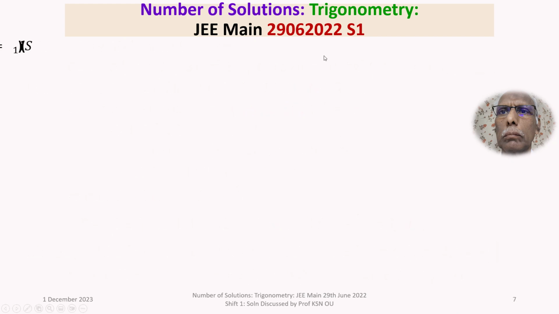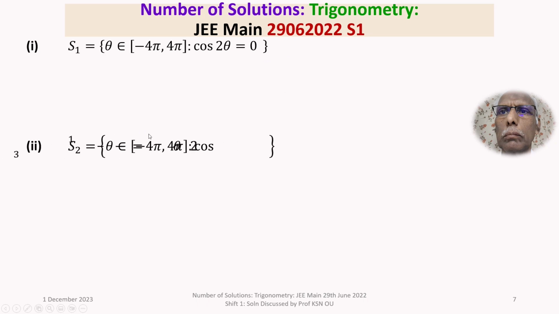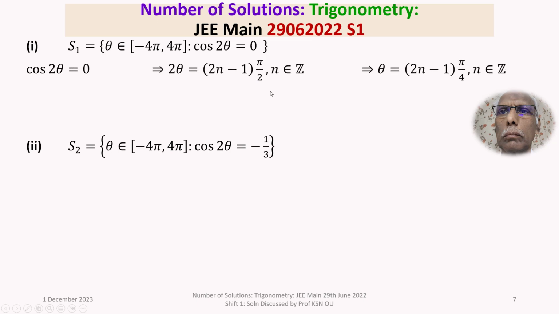So we consider two cases. Case 1: S1 is the set of all theta belonging to the closed interval minus 4 pi to 4 pi which satisfies the trigonometric equation cos 2 theta is equal to 0. In case 2, we consider S2, the set of all those solutions in the interval minus 4 pi to plus 4 pi which satisfies the trigonometric equation cos 2 theta is equal to minus 1 by 3. Now we attempt S1 first. Cos 2 theta is equal to 0 will imply 2 theta is equal to (2n minus 1) pi by 2, n belongs to Z.